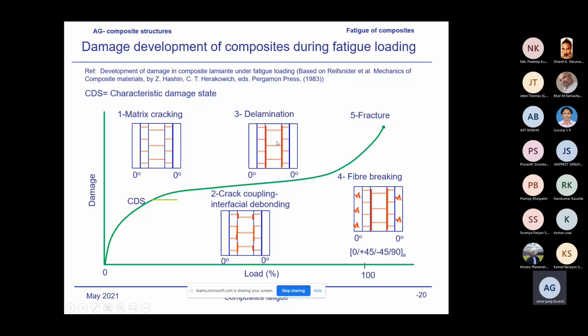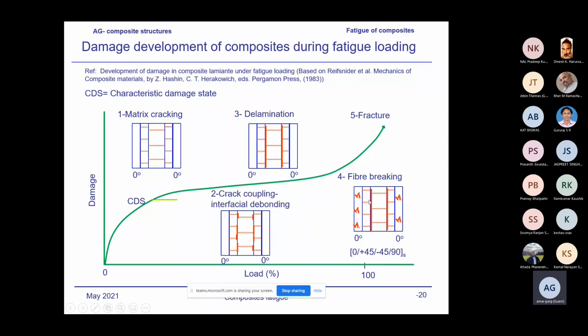It can happen during static and fatigue loads. So gradually delamination occurs, and then what happens? The laminate gets weakened gradually, and then fibers start failing, and so a fracture occurs. That's the end of the laminate failure process. This is just a schematic, a very interesting diagram of the damage accumulation in the composites.